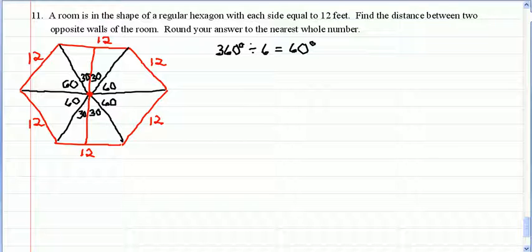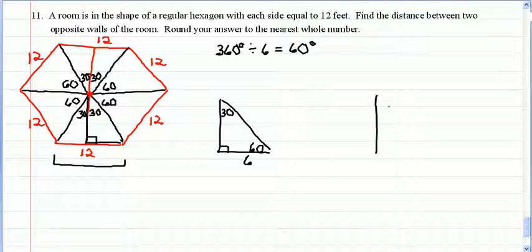So we need to find the length of just half of this red line that we drew, and then double it to find the total length. So let's look at this triangle here and draw it on the side. So we have 30 degrees up here. That means 60 degrees will have to be on the bottom. And if this whole length is 12, then half of it would have to be 6.